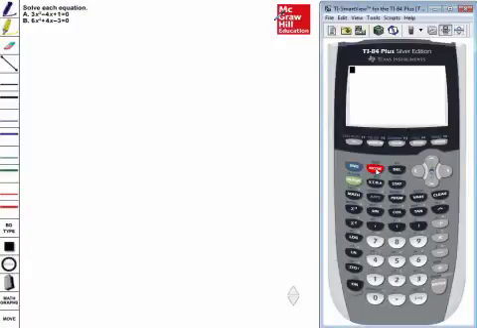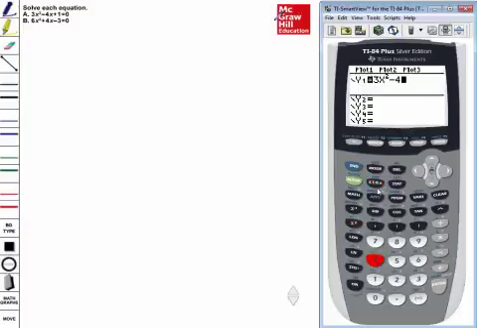Solve each equation. A. 3x squared minus 4x plus 1 equals 0. So we're going to use our calculator to solve this equation. So we'll come here and we're going to graph it. So we'll go to the y equals, and for the y1, we'll enter our 3x squared minus 4x plus 1. Let's go ahead and graph that.